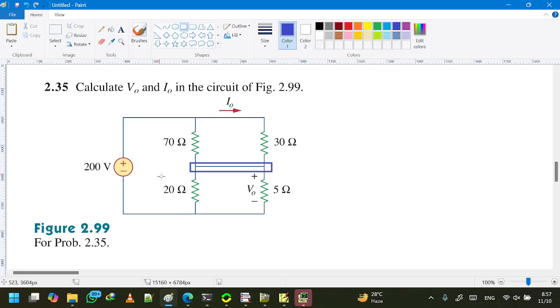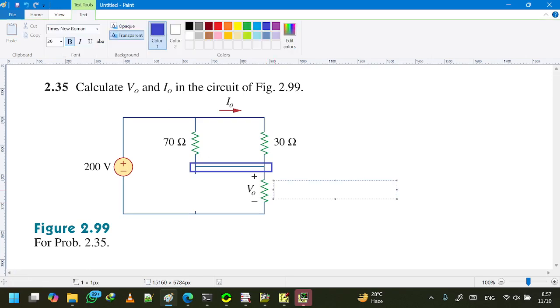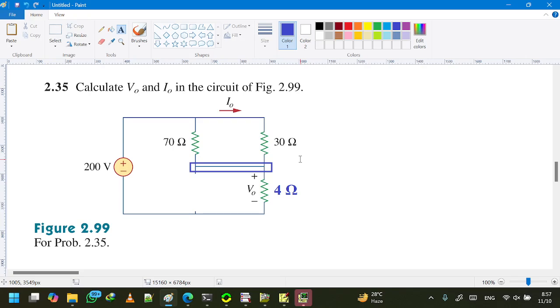We see that on the bottom, this 5 ohm and 20 ohm are in parallel, so we can make them one and keep that V0 intact because in a parallel circuit the voltages are the same. So we delete this and we write 20 parallel 5 over here. 20 parallel 5 is 4 if I'm not wrong. So this part is 4 ohm.